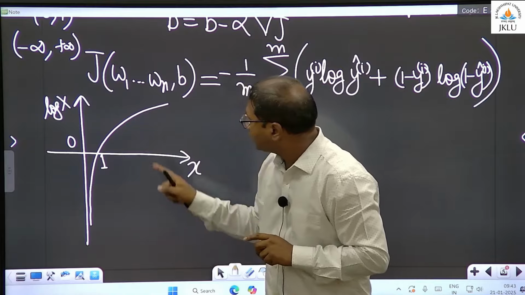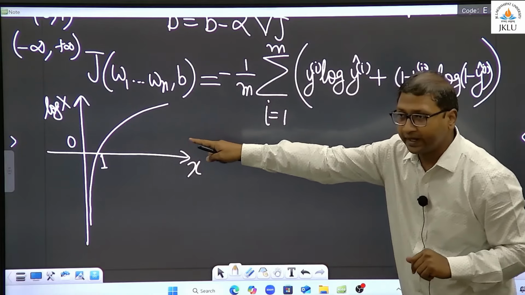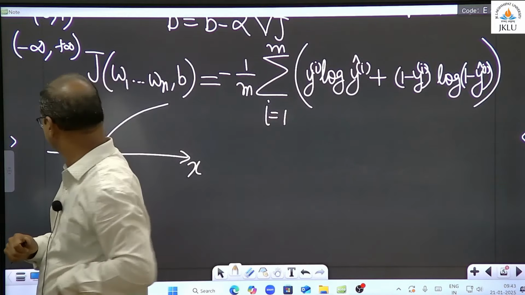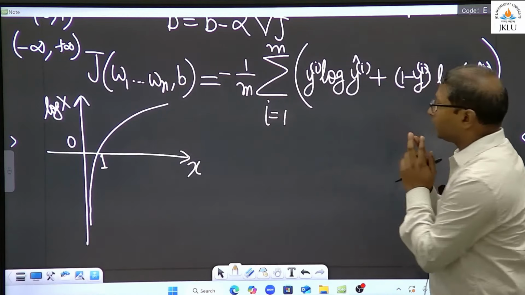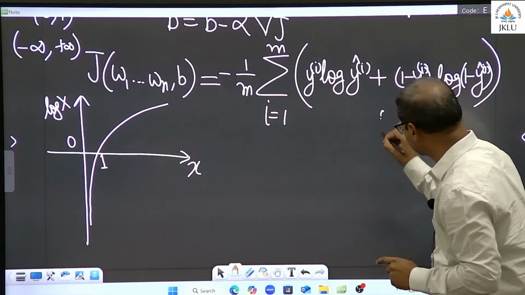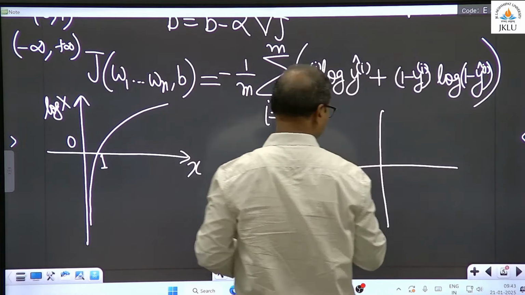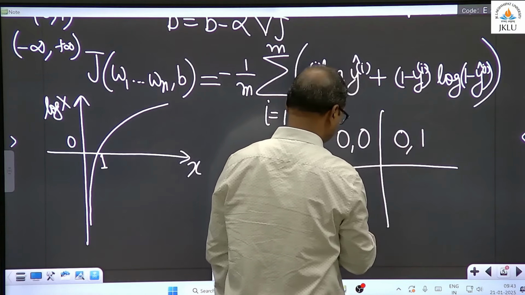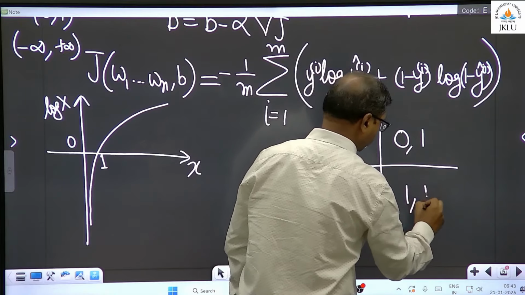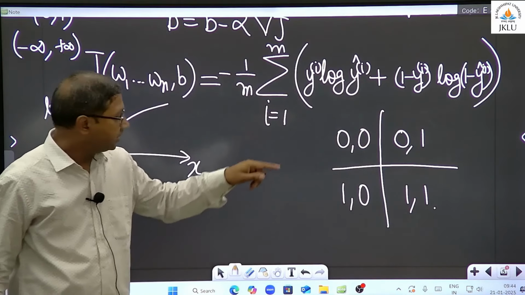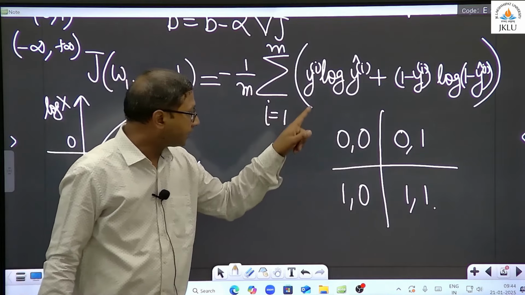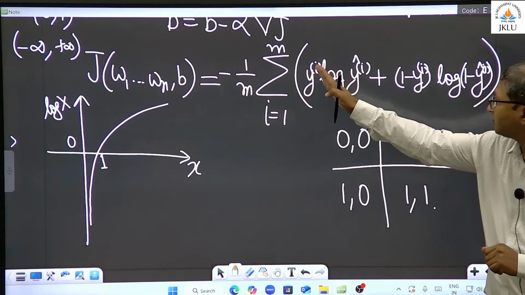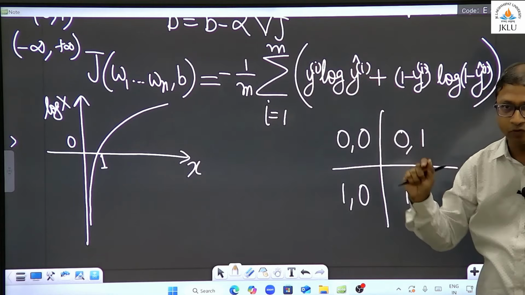Now how do I interpret this equation in terms of this? See, let me draw this matrix now: 0, 0, 0, 1, 1, 0, 1, 1. If the answer is 0, my algorithm says 0, right? What is the value of this term for that one example?